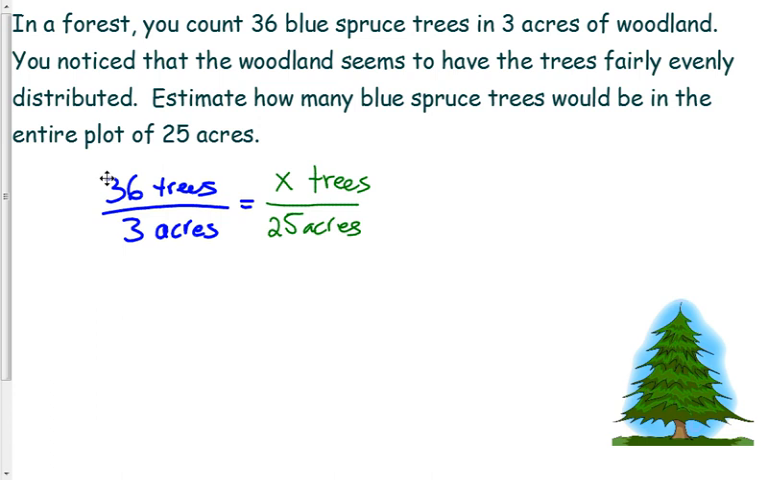And you can pick a different variable if you want, a T to represent trees or something like that. And then we would go about and cross multiply, so we get 3x equals, and then 36 times 25 is 900. Divide those by 3, and we would get about 300 trees. So it's just a matter of applying a proportion to a word problem.